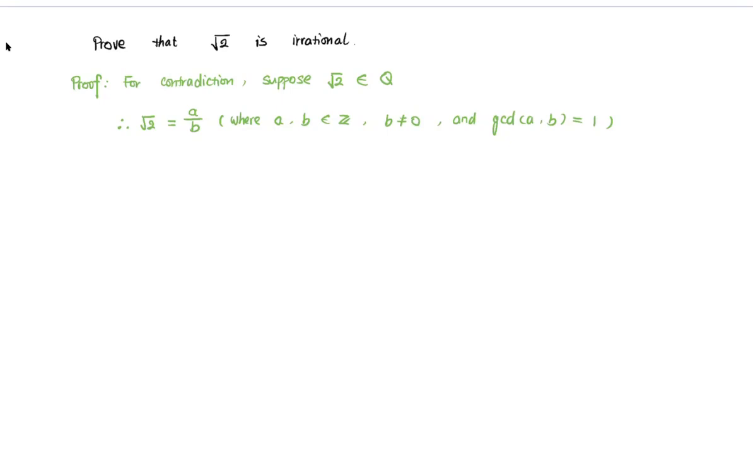Now, what do we do? What do we do, guys? Square both sides, exactly. So this will give us 2 equals A squared over B squared. And what do we do?